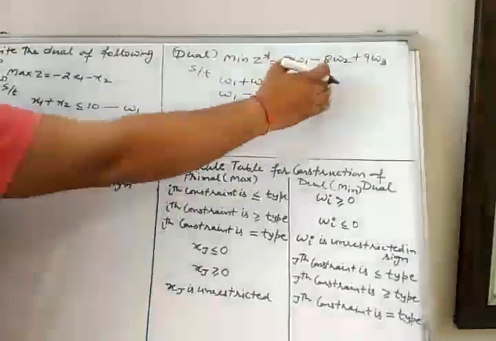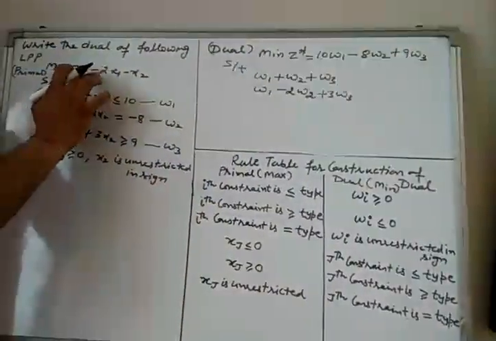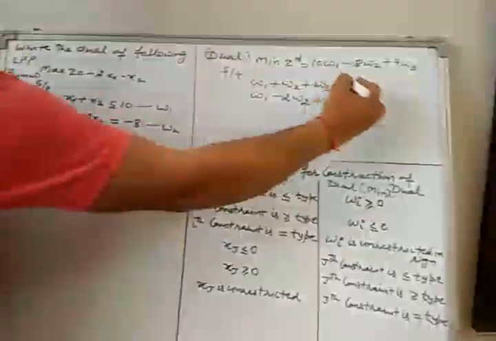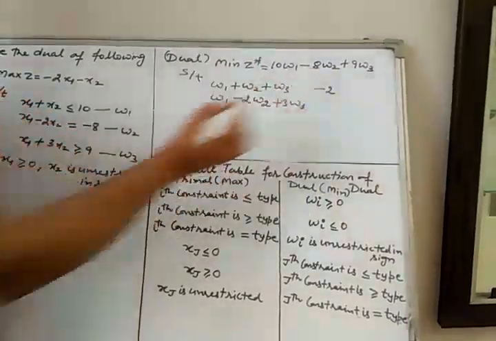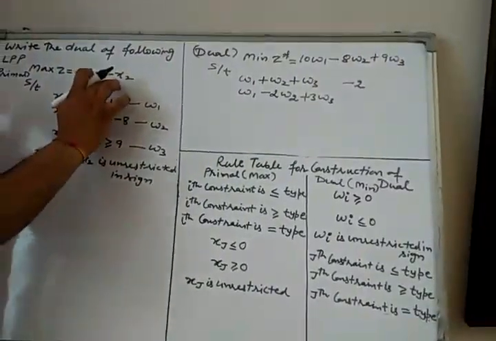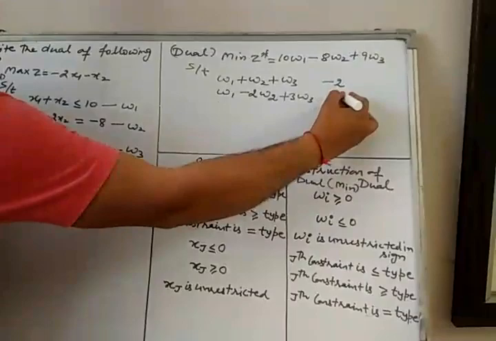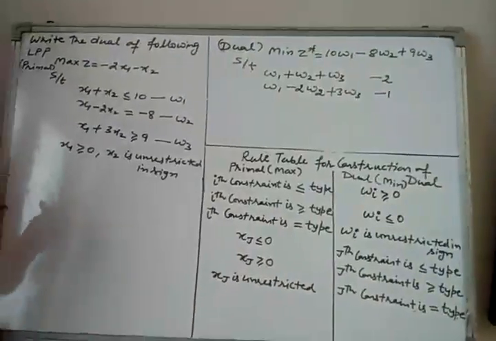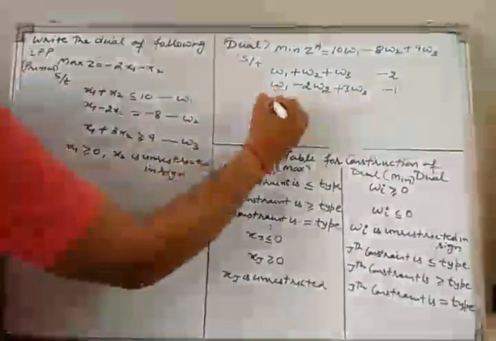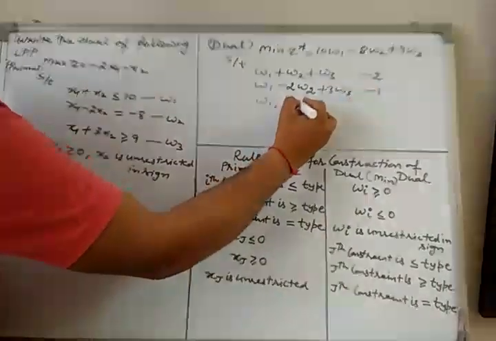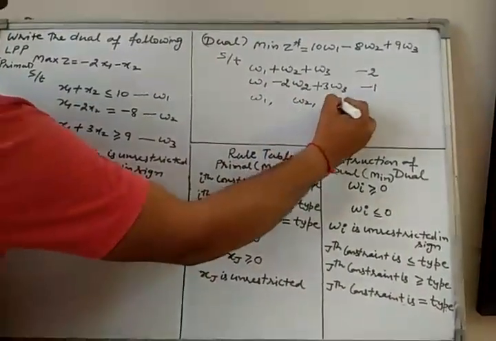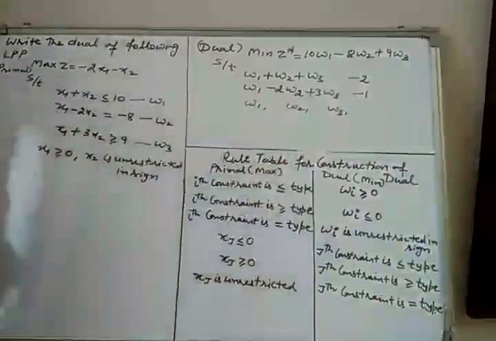Now, the right hand side comes from the cost coefficients. The first cost coefficient is minus 2. Therefore, we write minus 2 in the first constraint. The second cost coefficient is minus 1. Therefore, we write minus 1 in the second constraint. Now, W1, W2, W3.